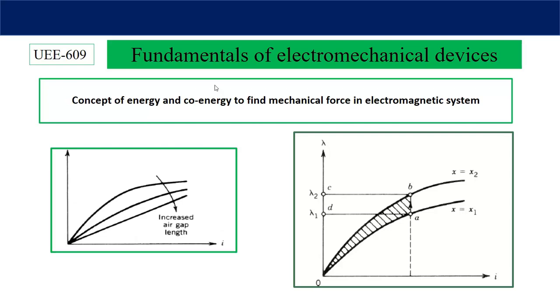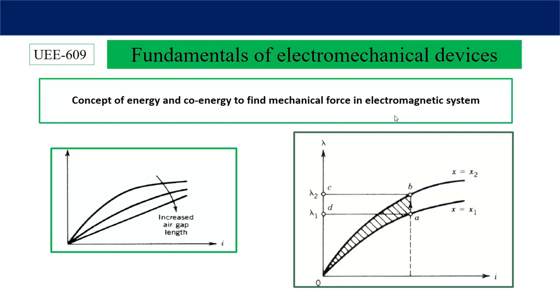So you can see here that x is equal to x1 is the initial position of the moving system, and x is equal to x2 is the final position, or you can say in a small interval dt this has happened. Now during this period, current is assumed constant. The reason behind it, we can say, is that the electrical system is much faster than the mechanical system.